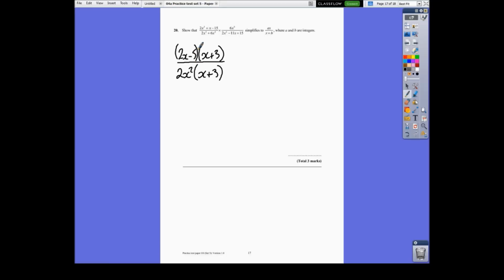Now, always check that that does work. So 2x times x is 2x squared. 2x times plus 3 is plus 6x's. Minus 5x's gives you plus 1 and minus 15. So that does work. It's always worth looking for clues in these ones.